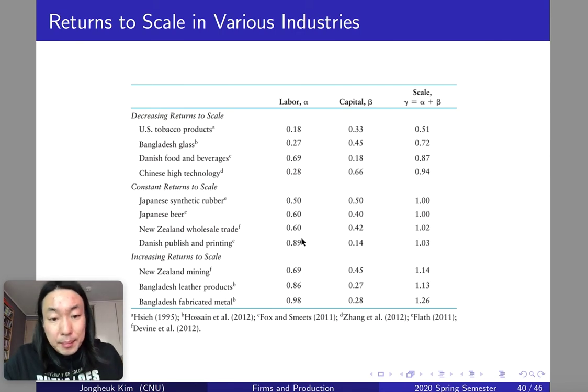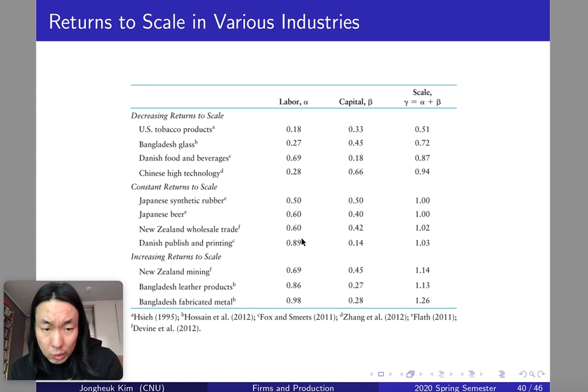Bangladesh fabricated metal industry. Wow. You can see that the labor income share is almost 1, and the capital income share is less than 30%. So it is really a labor intensive industry. If we are interested in international trade, the textile industry in Bangladesh is really popular over the world, and the textile industry is a really heavy labor intensive industry. So this is good data proof for that theory.